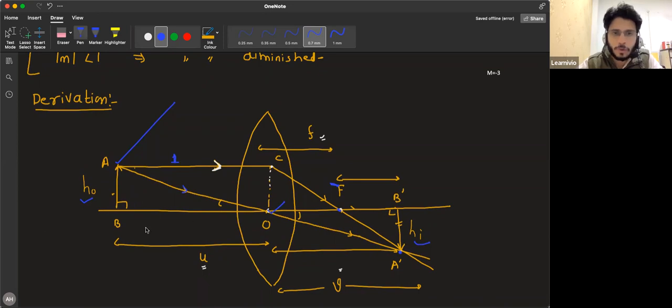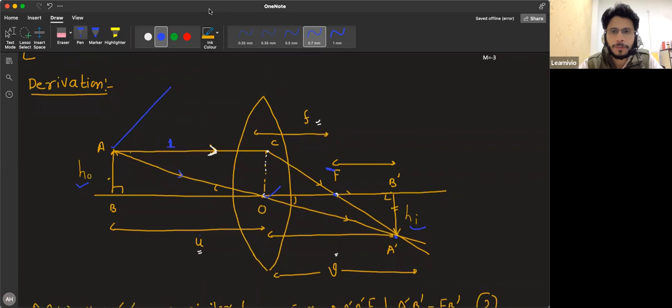AB is the object. So O to B is the object distance U. And what is OB prime? Anshika, if I'm going from O to B prime, what is OB prime?